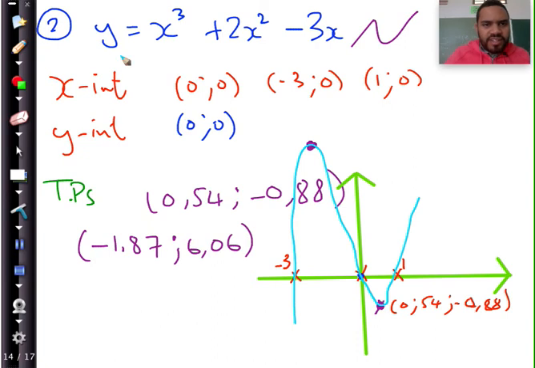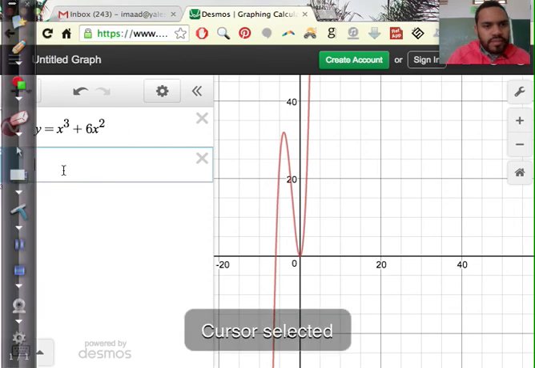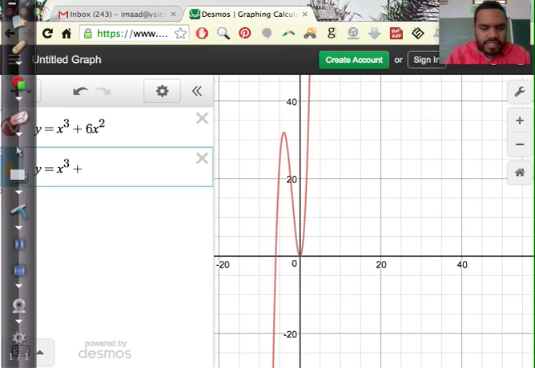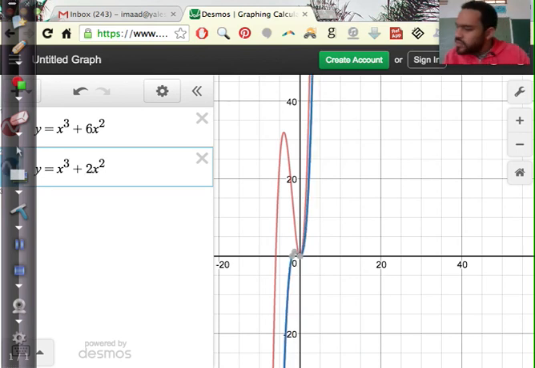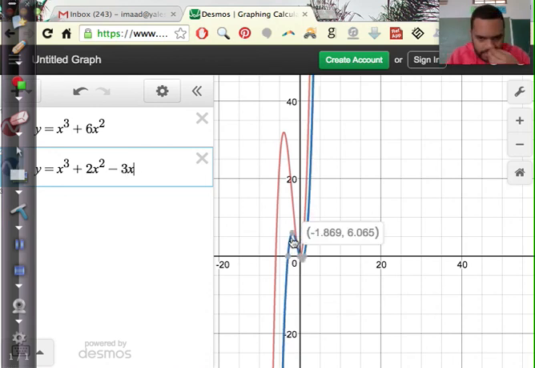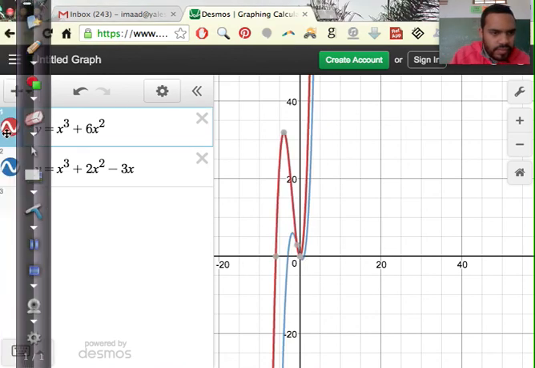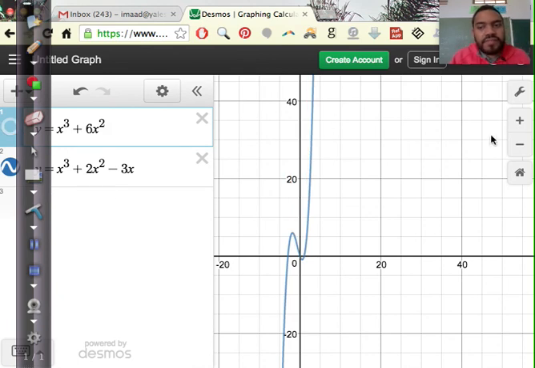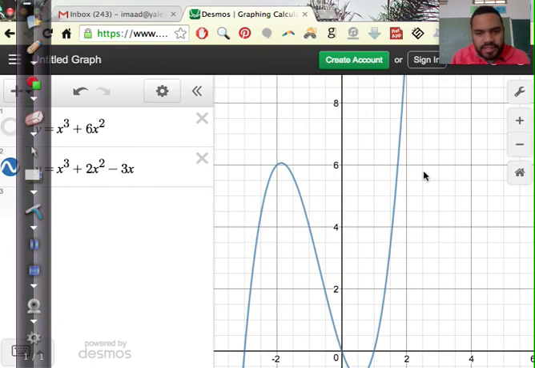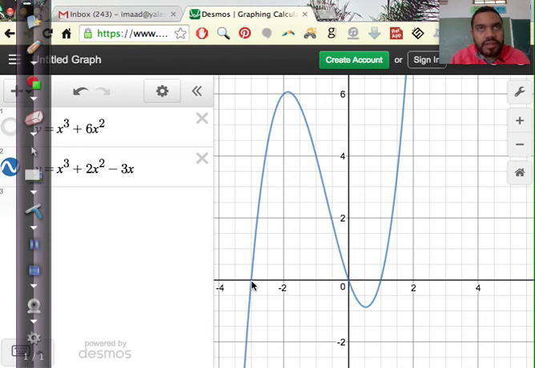Let's see what this looks like on Desmos. Y equals x cubed plus 2x squared minus 3x. Do you see that curve there? Do you see 1.87, 6.06? It's actually 6.07. 0 and 0, that's the point we will do later on. And that's negative 3 and 0. So you can see clearly it's that curve. Does that look like my curve? Yeah, it does, just the scale is slightly different. And those are turning points. Are we good?